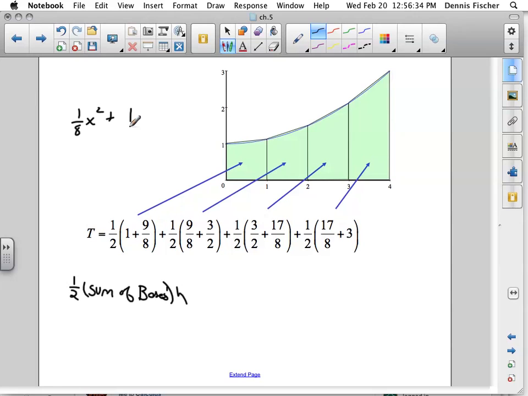1, 9/8. That's my two bases. Make sense? Over here, 9/8, 3/2. My two bases. 3/2, 17/8. 17/8, 3. What am I doing? I'm just finding areas of trapezoids, right?